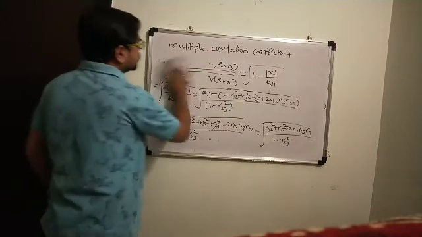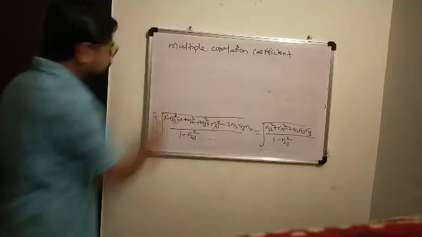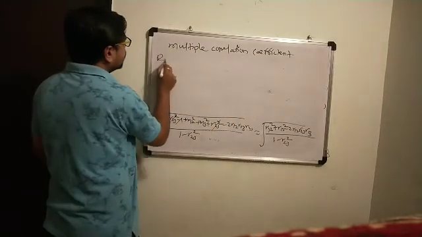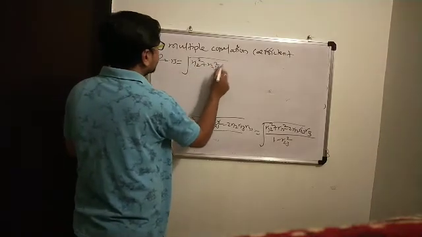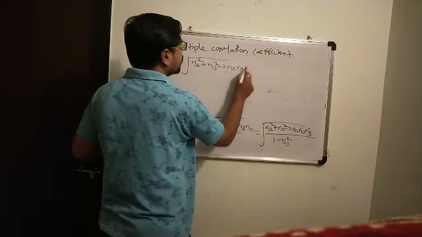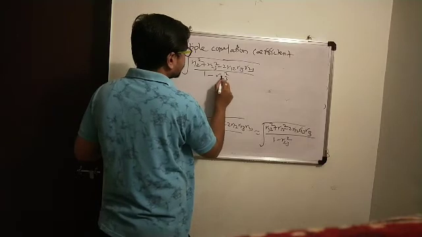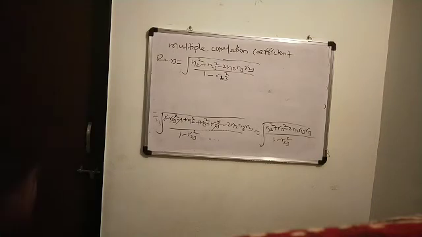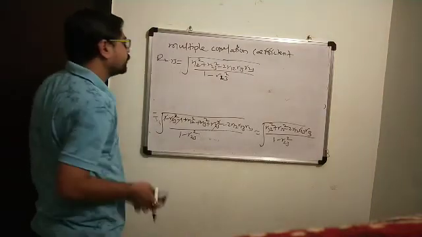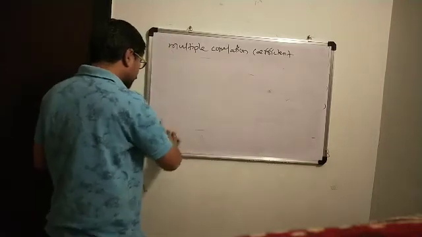So similarly, R2.13 is equal to the square root of R12 squared plus R23 squared minus 2 times R12 R13 R23 divided by 1 minus R13 squared. So this is the expression for R2.13. Similarly, we can obtain R3.12.